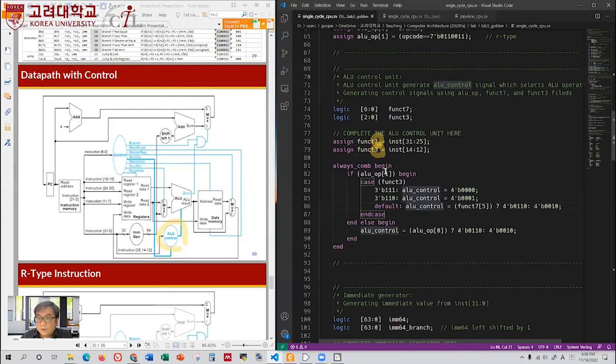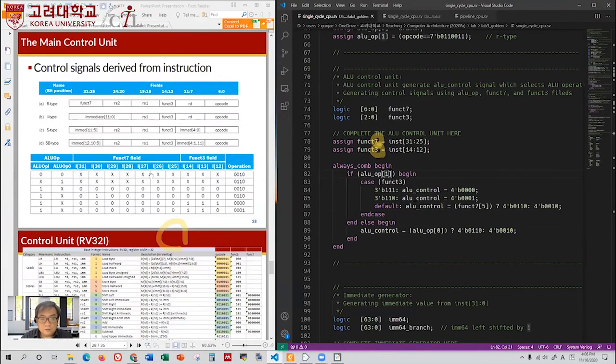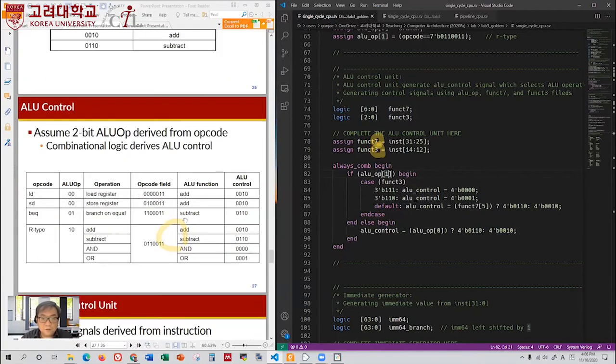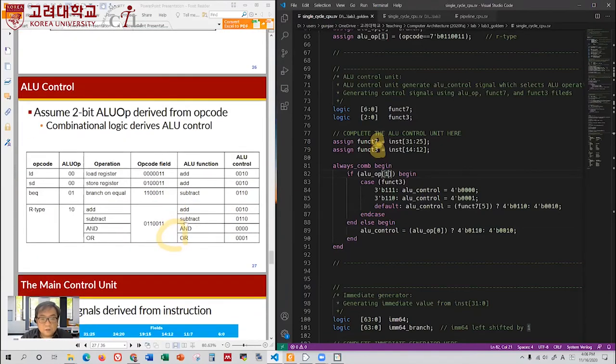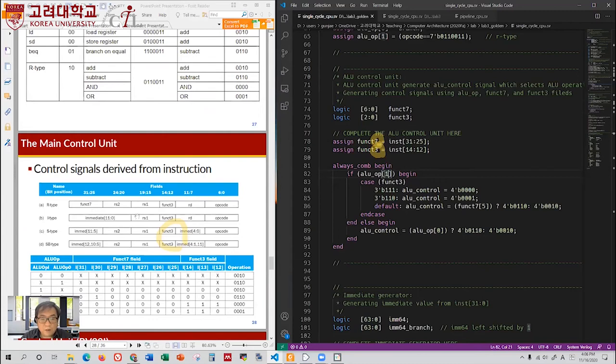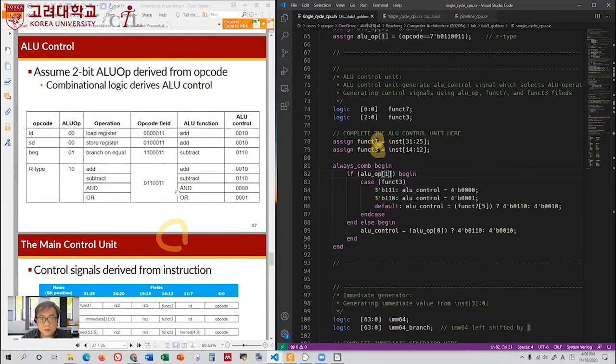So actually, based on this funct7 and funct3 field, we can distinguish the different operations of the ALU. And so you can generate the ALU control like this. Okay. Clear. Okay, clear.